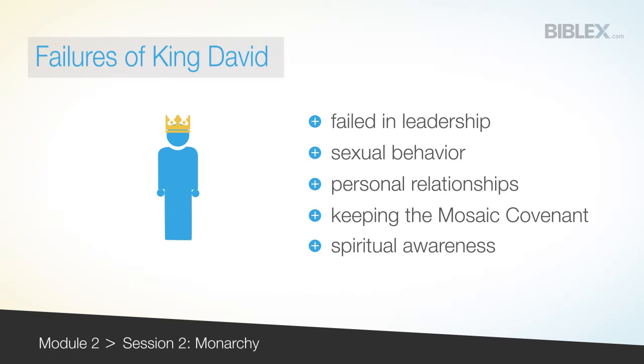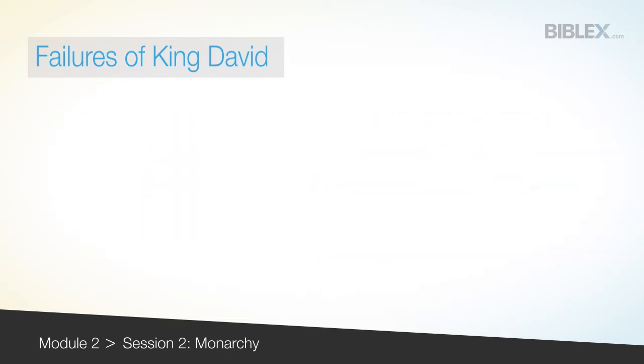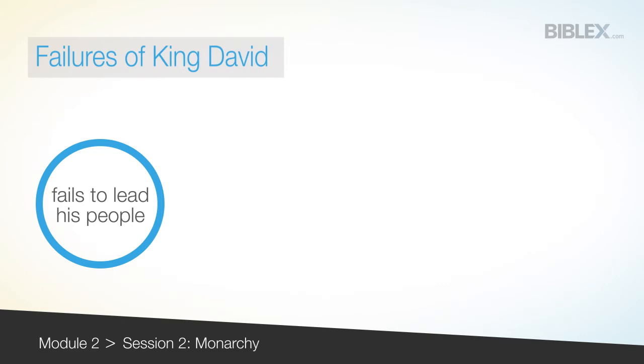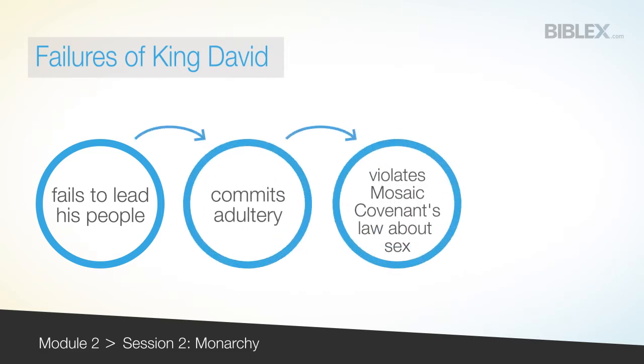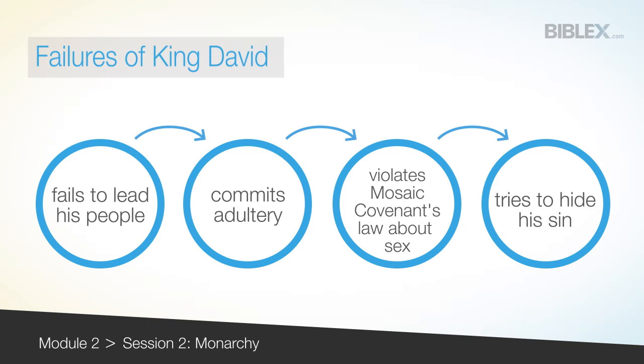For example, do you recall how the story started? It tells us that in the spring, when kings usually went out to battle with their troops, David stayed at home in Jerusalem. From the first words of the chapter, we see failure. He fails to lead his people, he commits adultery, he violates the Mosaic covenant's laws about sex, and he tries to hide his sin by calling Bathsheba's husband back to Jerusalem.